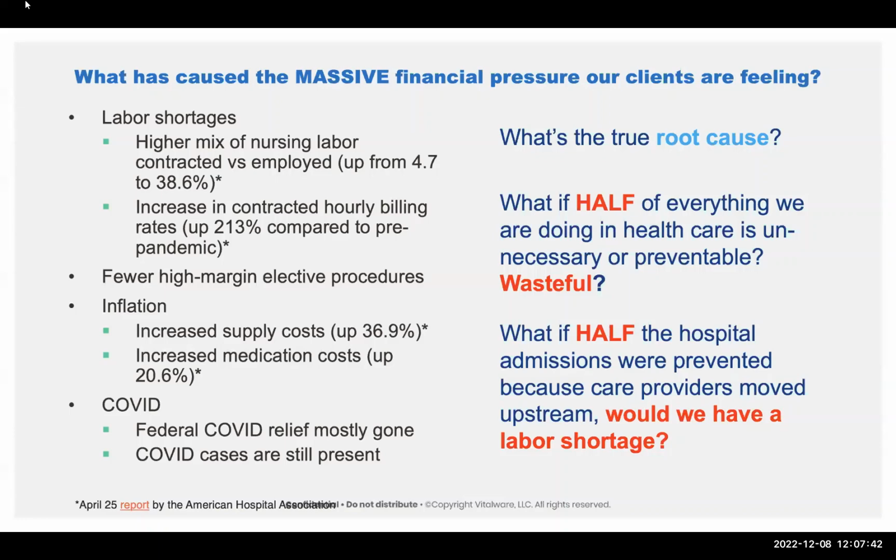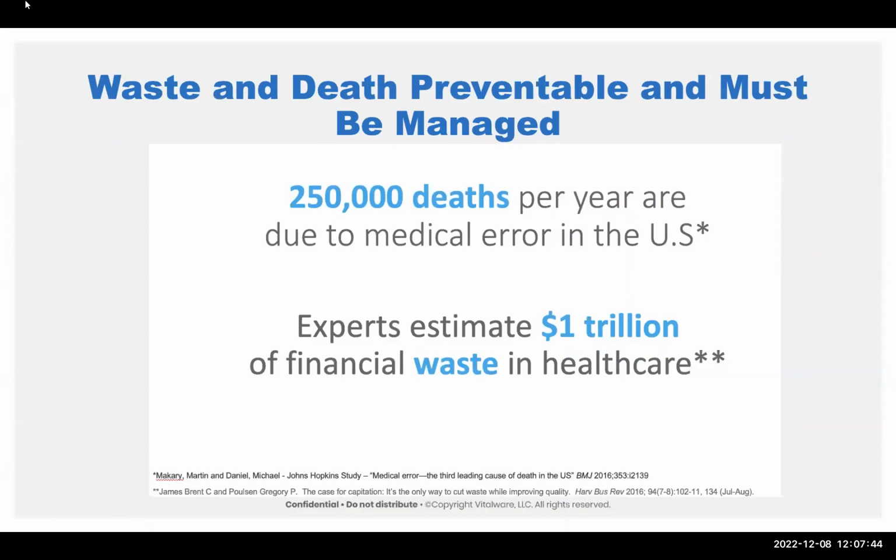So these are two concepts we're going to be dealing with today. When we look at the waste and preventable management, we see 250,000 deaths per year are due to medical errors. This involves then litigation. It involves increased costs. It involves pain to the patient and their families. These are preventable errors, 250,000, and these come with a significant cost. Then the experts are estimating that about $1 trillion of financial waste in healthcare, and that was done by Dr. Brent James. And so we see that there has been waste, and the waste is endemic to a fee-for-service system.